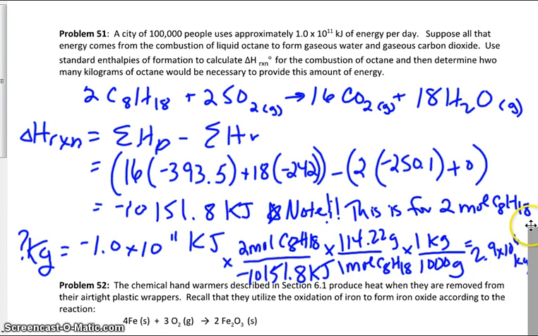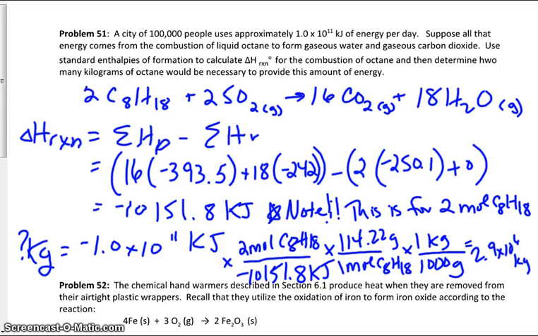Okay, there's my answer. So I used this as a conversion. So I put kilojoules on the bottom, moles on top, moles on the bottom, grams on top, grams on the bottom, kilograms on top, and I got 2.9 times 10 to the 6 kilograms.